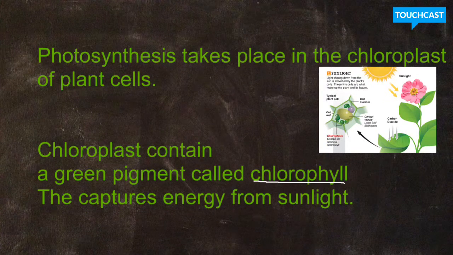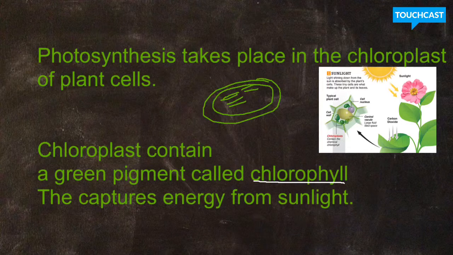Photosynthesis takes place in the chloroplast of plant cells. They kind of look like little tiny green organelles that have a membrane. They have little tiny disc-like parts inside of them, which are called chlorophyll. So chloroplasts contain a green pigment called chlorophyll that captures energy from the sunlight. That way that energy can get into the plant and then go through the process of making its own food.